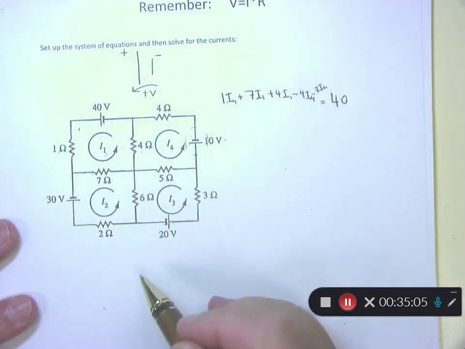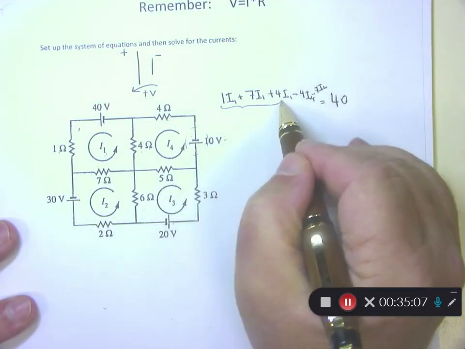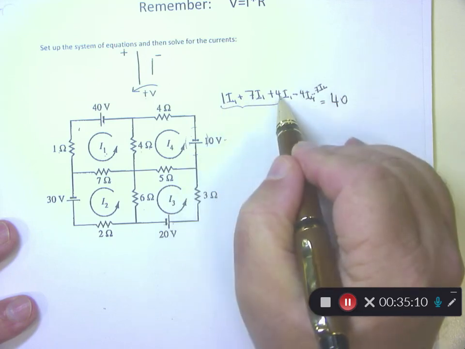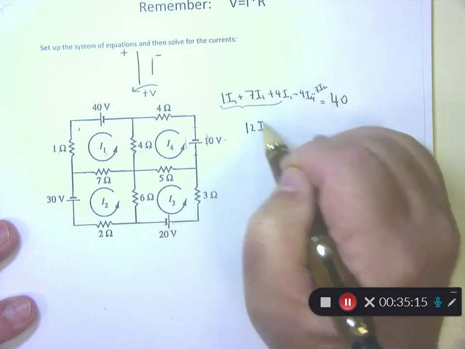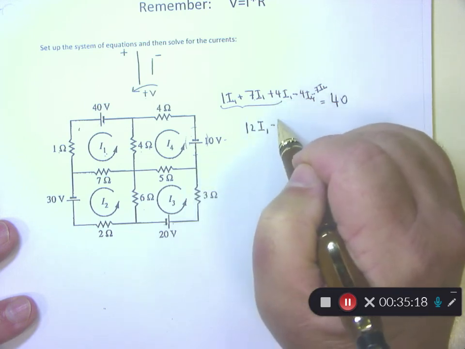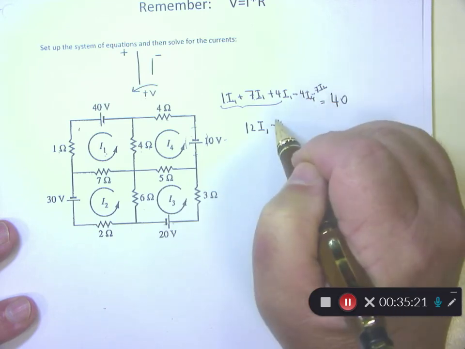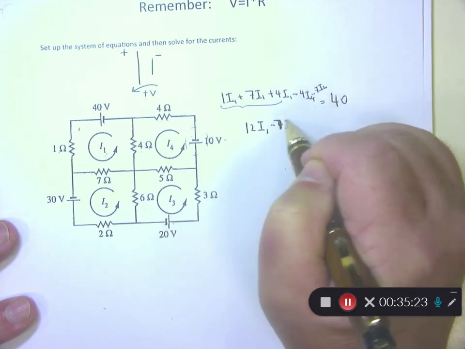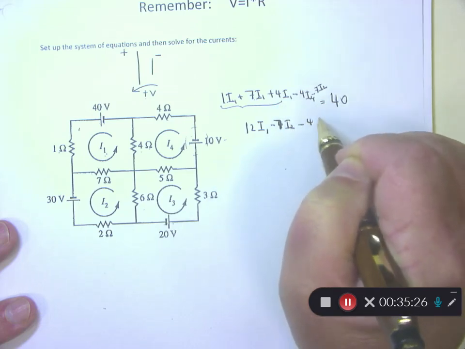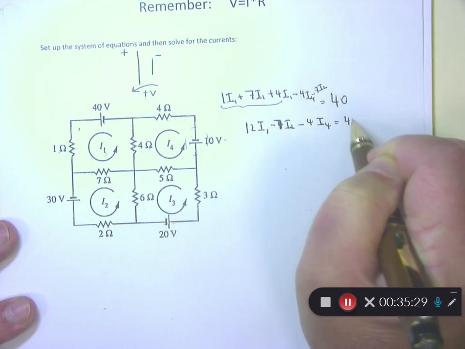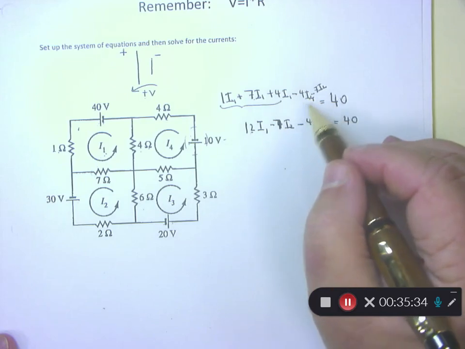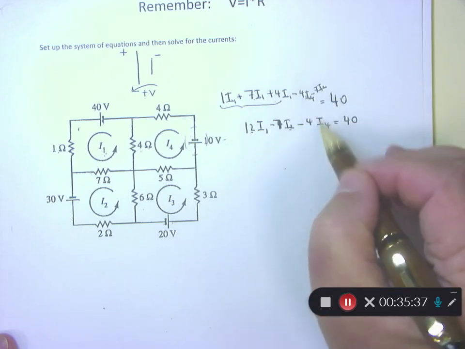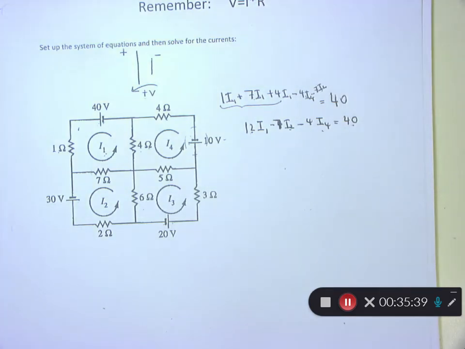So let's clean that equation up. See, I can combine all these guys right here. What I got? 1, 7, and 4. How much is that? 11, 12. 12 I1, right? Minus 4, let's do it in order. Minus 7 I2 minus 4 I4 is equal to 40. Does that make sense? I combine these guys, I put them in order, minus 7 I2 minus 4 I4 equals 40. Did I lose you guys anywhere?